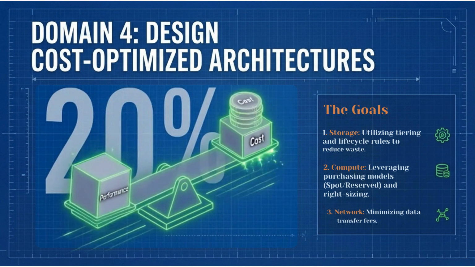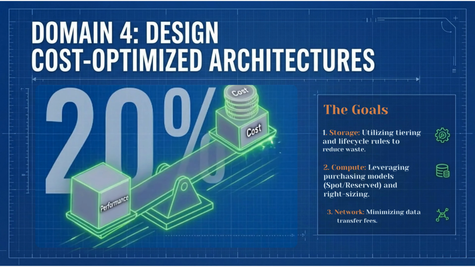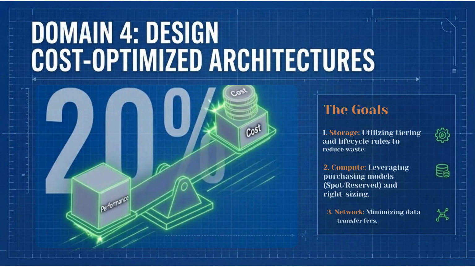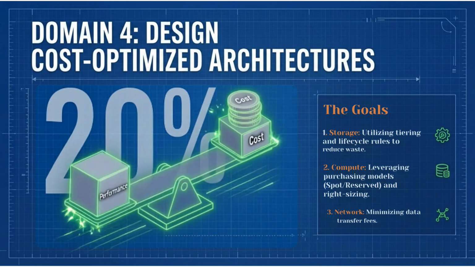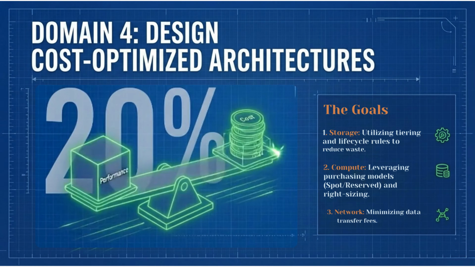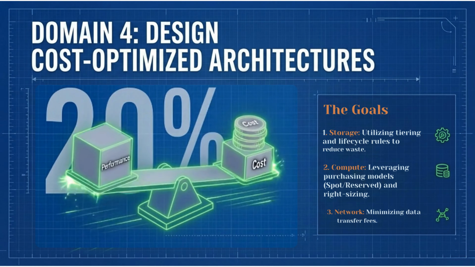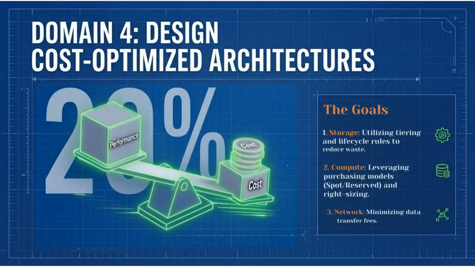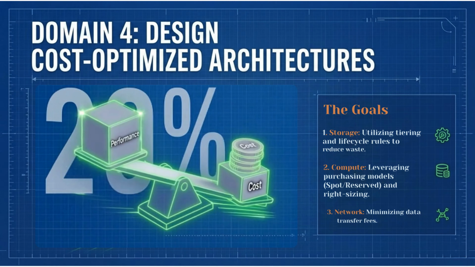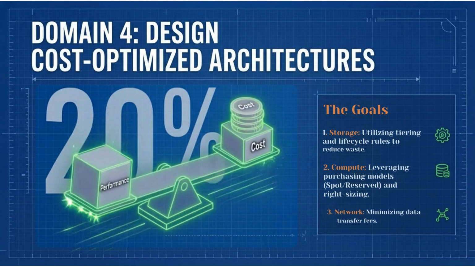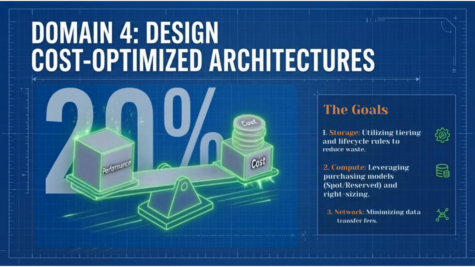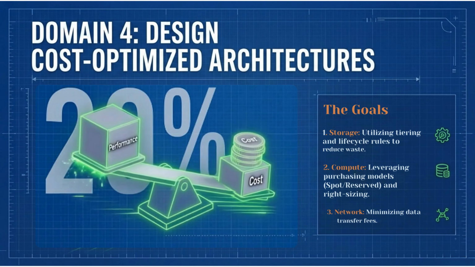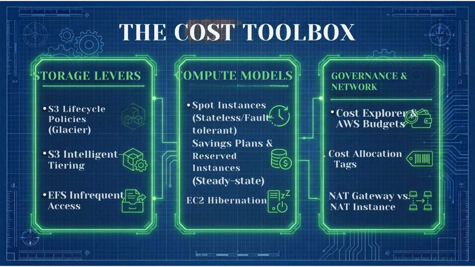Domain 4 is the key to balancing the scales. This domain makes up 20% of your exam. It's all about eliminating waste without sacrificing power. First, storage. You need to master tiering and lifecycle rules to stop paying for data you don't use. Next, compute. Use spot and reserved instances to slash your bill through smart purchasing models and right sizing. Finally, networking. Stop the leak by minimizing those hidden data transfer fees. Scale smart, save big. Stop the waste.